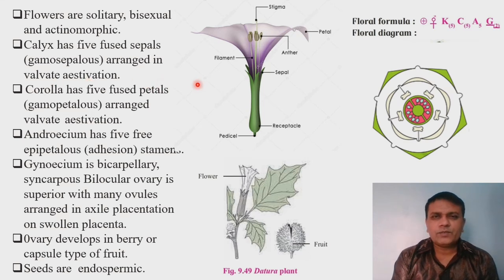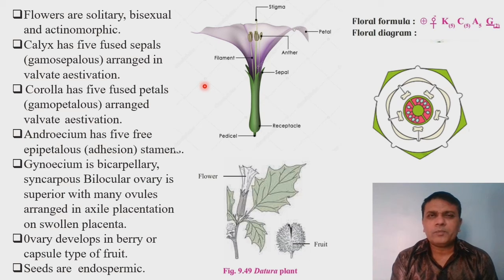Now, estivation is the arrangement of sepals or petals on the thalamus. With the help of this floral diagram, we can see the structure of flower.